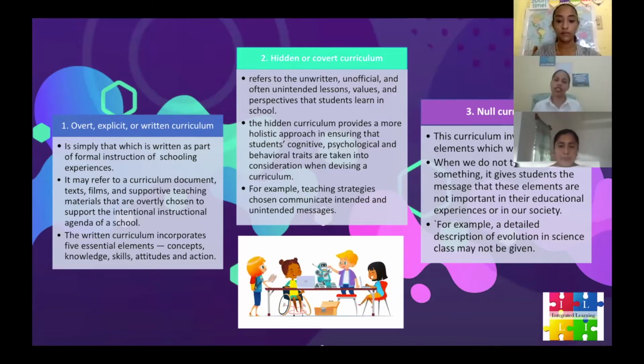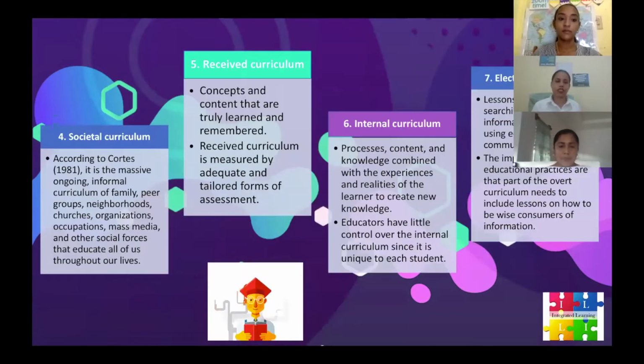Well, let's look at the fourth type of curriculum for today, which is your societal curriculum. So with societal curriculum, Cortes in 1981 said that it is the massive ongoing informal curriculum of family, peer groups, neighborhoods, churches, organizations, occupations, etc., and other social forces that educate all of us throughout our lives. We all live in society.